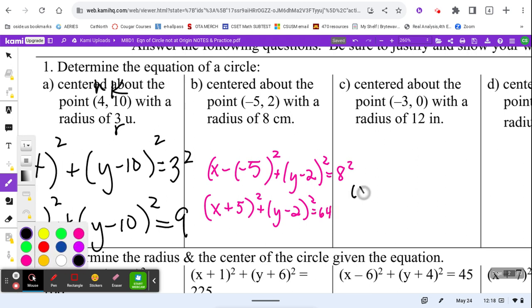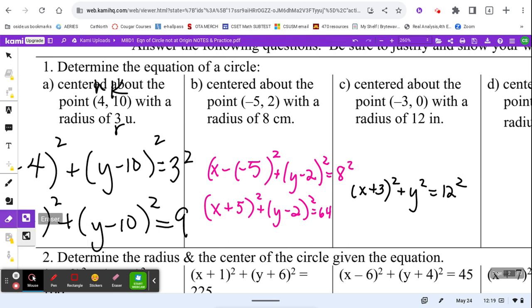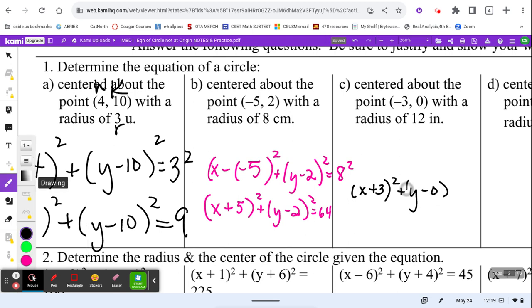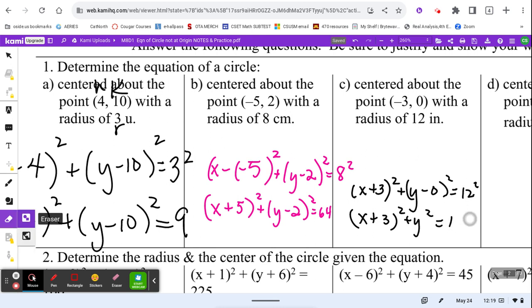All right, next one. X minus a negative 3 turns into positive 3. When y has no movement right or left, it's just 0. So you can just call it y squared and then equals 12 squared. Could you write this as y minus 0 squared, like you like to have a placeholder to show that there's no movement of the y? You could totally do that. It's up to you. And then the final answer though, x plus 3 squared plus y squared equals 144, because 12 squared, 12 times 12, is 144.